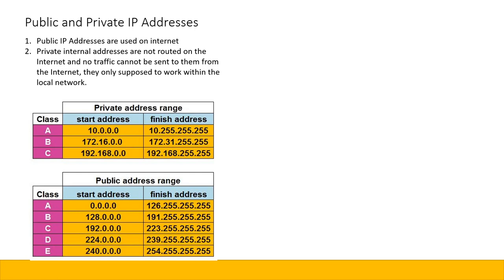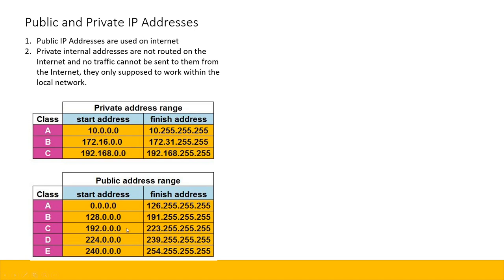So whenever you see an IP address starting with 10 or 172.16 or 192.168, it always means that these are private IP addresses. We only use these private IP addresses inside the company. So inside a company, you would always see IP addresses in this particular range, either class A or class B or class C. Those would be private IP addresses.